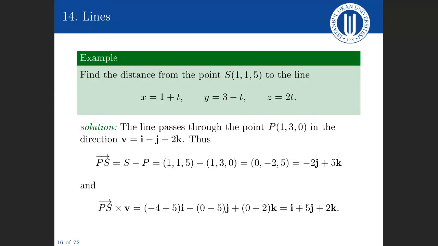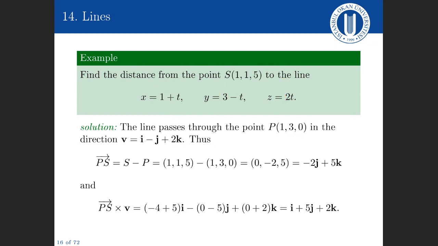So looking at these equations, how can we find a point on the line? The answer is we take the first numbers. One and three comes from the first two equations. The z equation is really 0 plus 2t. So we're going to take the number zero. Straight away, we can write down that the point 1, 3, 0 is on the line.